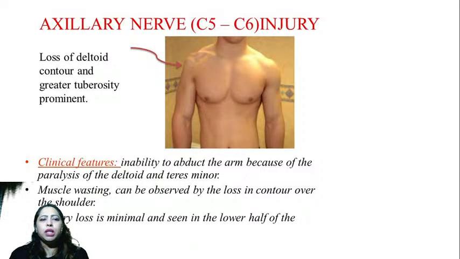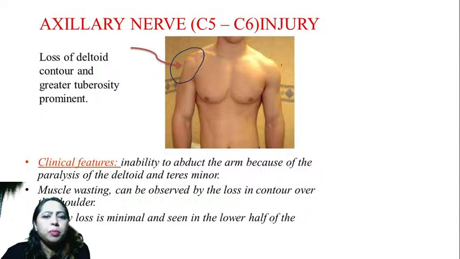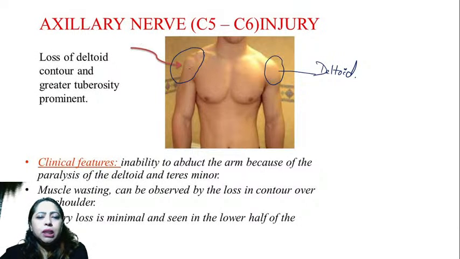Axillary nerve injury. Now, what do you think is wrong in this picture? You can see that the person has lost contour over the shoulder of which muscle? This is deltoid. This looks like a person who has been working out a lot, but they lost the contour on this side because of the injury to axillary nerve. So what do you think he cannot do?